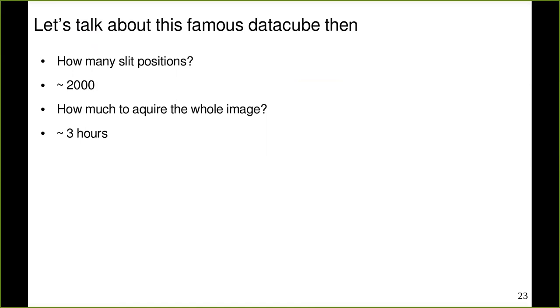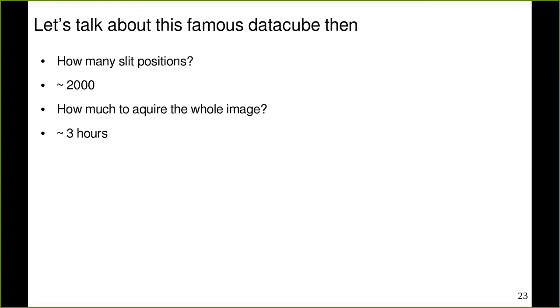Less than that, like 5 seconds. Yeah, I think they're fast. That was the fastest, 4 seconds, and the deep is 15 seconds or something. So each of the slit positions was roughly 4 seconds, right?